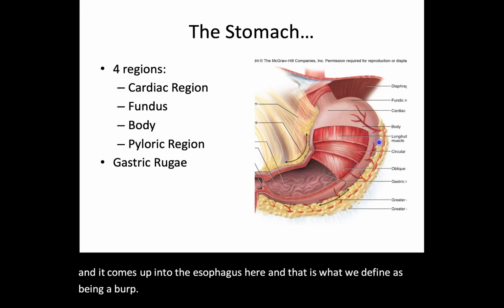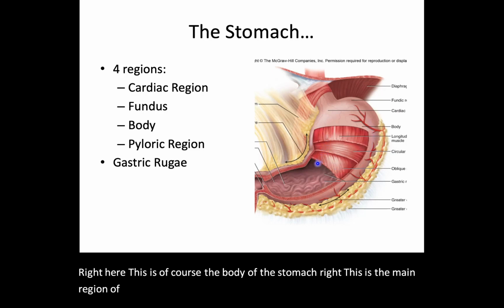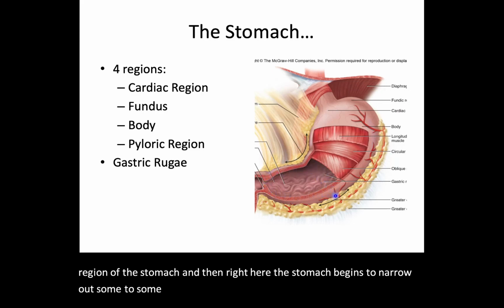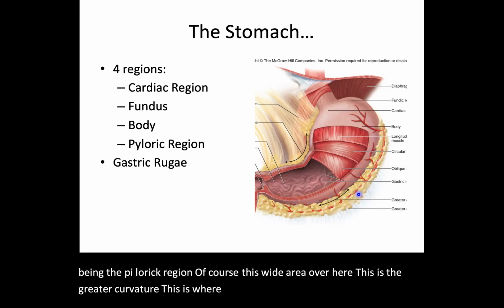This area right here is, of course, the body of the stomach. This is the main region of the stomach. And then right here, the stomach begins to narrow out to some degree. It's this area right here that we define as being the pyloric region. Of course, this wide area over here is the greater curvature. This is where the greater omentum attaches.